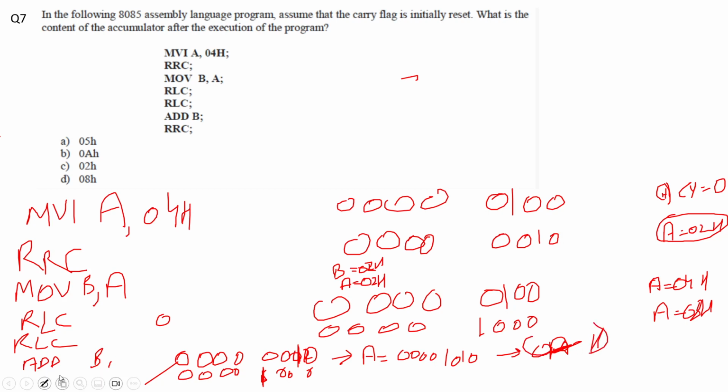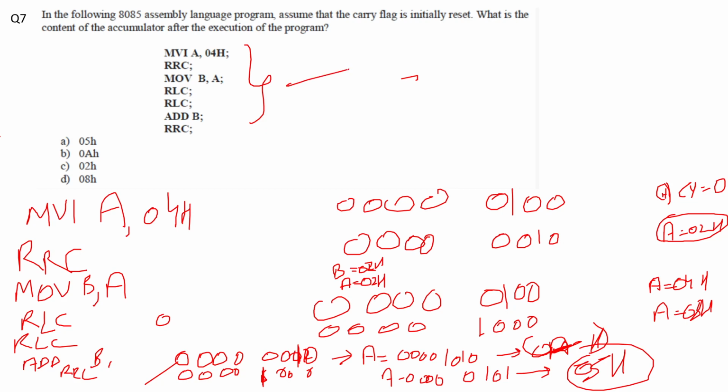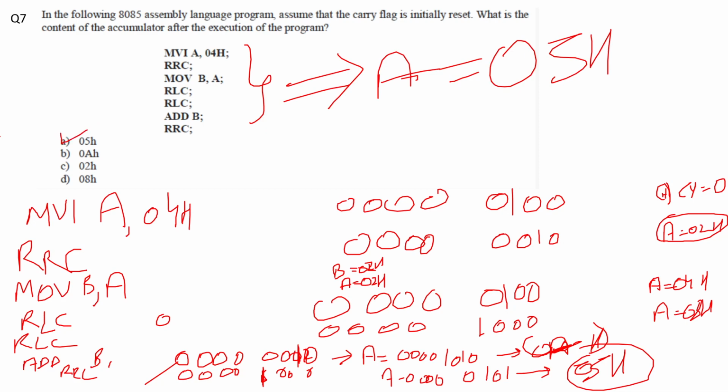And my final instruction is RRC, moving the contents of register by 1. So A will be 0 0 0 0 0 1 0 1. So this is 05 hex. So after the execution of this program, the contents of accumulator are 05 hex. So option E is the correct answer.